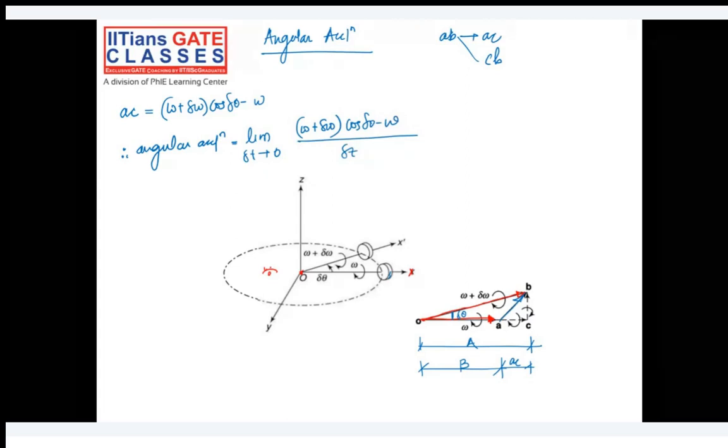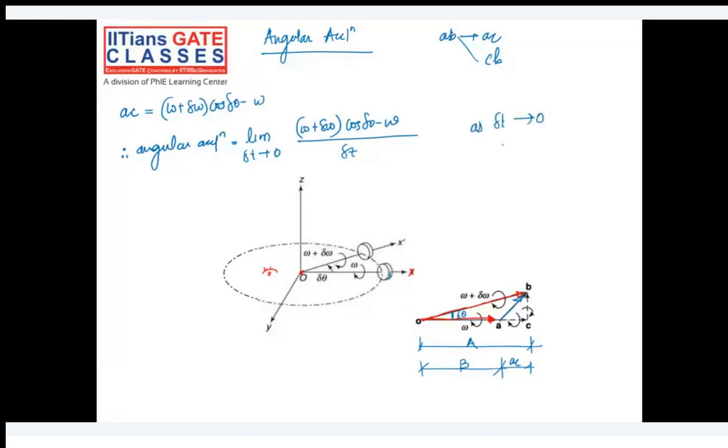what I would expect is delta theta also tends to 0, right? Delta theta will become smaller and smaller, and cos of delta theta will become 1, correct? Cos 0 is 1. So ultimately what we can say is limit delta t tends to 0, omega plus delta omega minus omega divided by delta t. So omega will get cancelled. So ultimately I'll write it as d omega by dt, which is the rate of change of angular velocity in the x direction, because AC represents the angular velocity change in the x-axis.